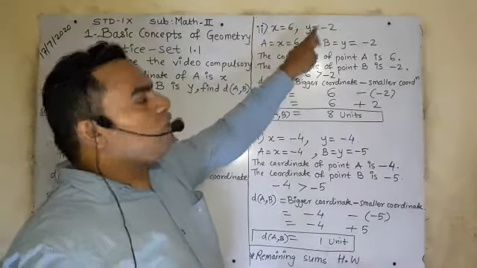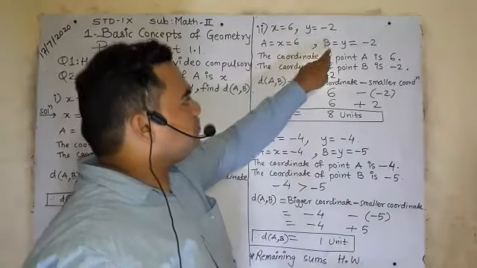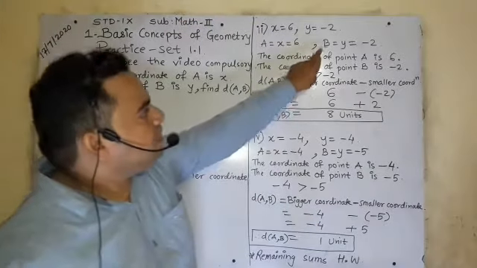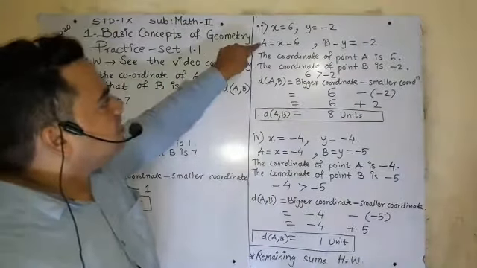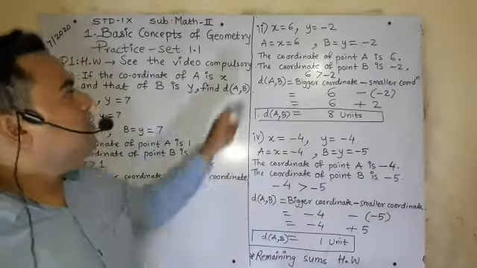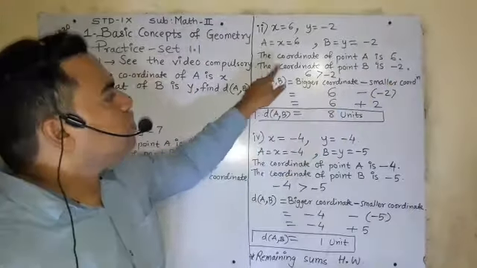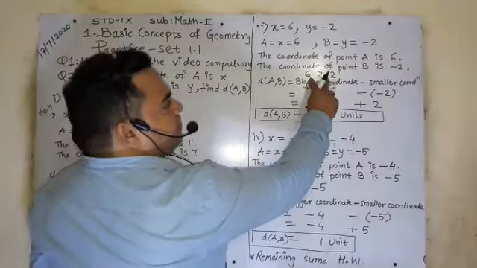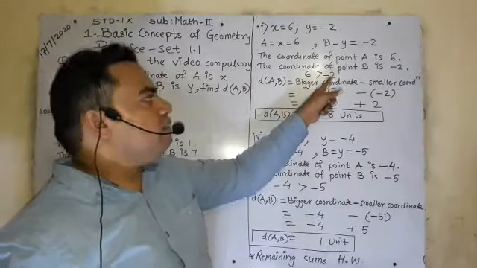See the question number 2. x is equal to 6, y is equals to minus 2. So x is equals to A and y is equals to B. I will write A is equals to x is equals to 6. Then I will write B is equals to y is equals to minus 2. Now I will write the coordinate of A, because x and y I will not use. Okay, the coordinate of point A is 6 and the coordinate of point B is minus 2. Now we will specify who's greater. 6. Okay, one number is positive, one number is negative.